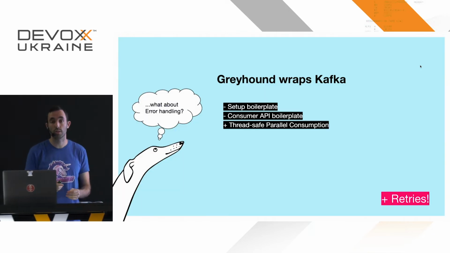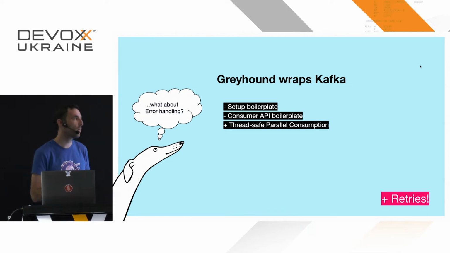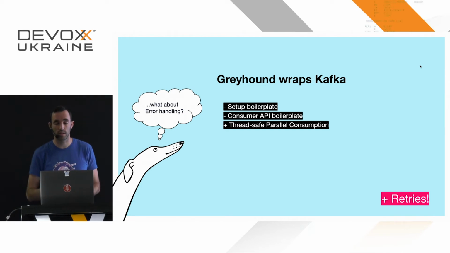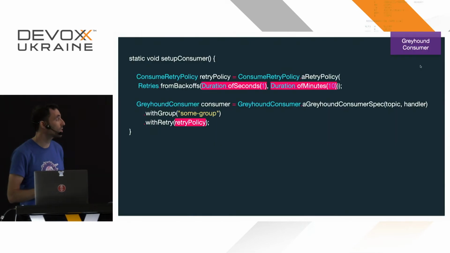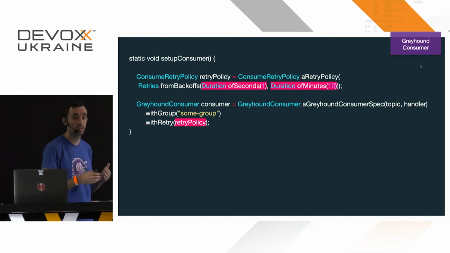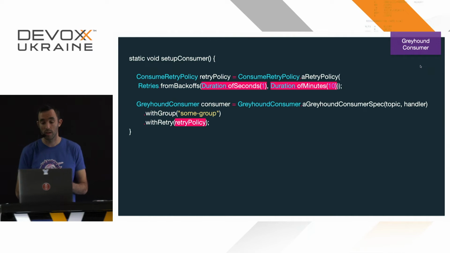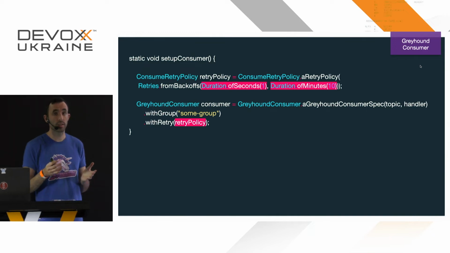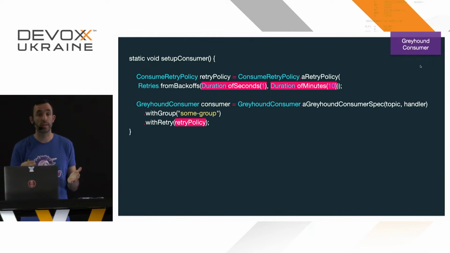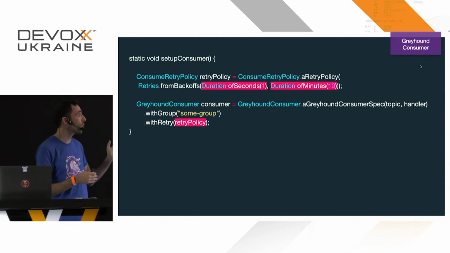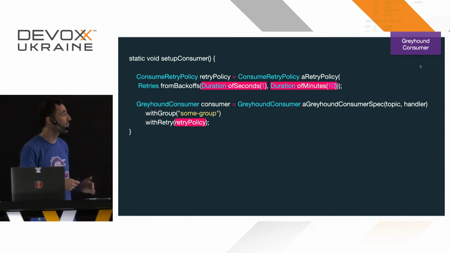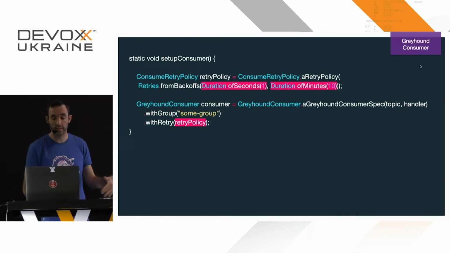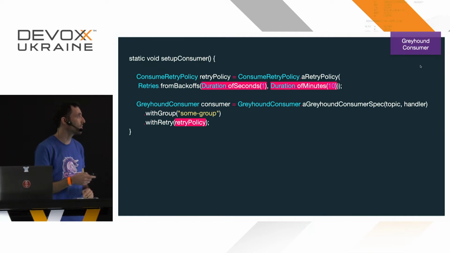Okay, so that was about parallel consumption. What about error handling? Like Gregory mentioned in their talk before, you need to implement retries yourself. Kafka does not deliver that. So basically with the Greyhound consumer, you just specify a retry policy, and you declare how many steps you want to retry upon, and what's the interval for each retry step: 1 second, 10 minutes, etc.